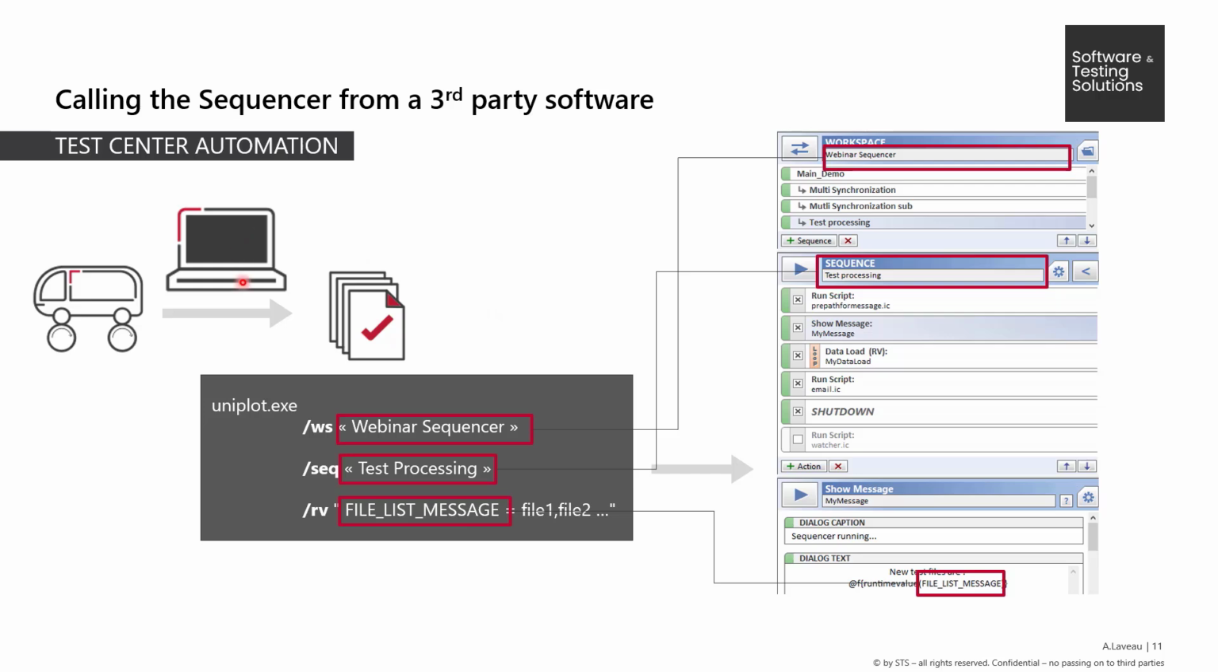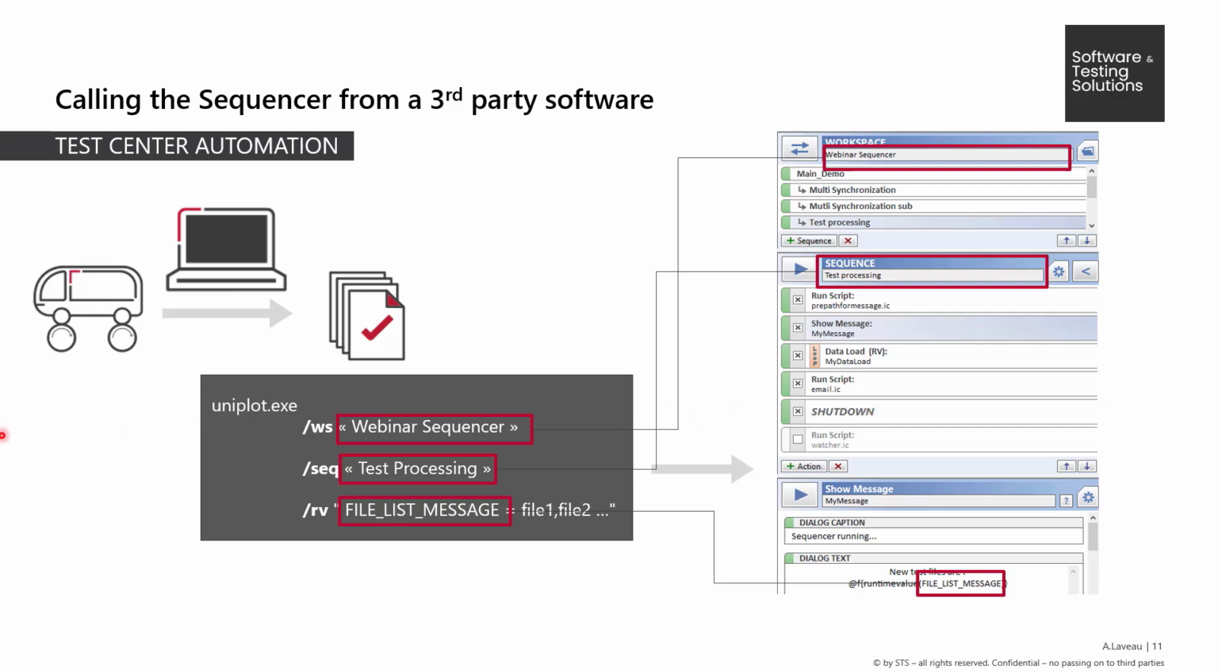Here, the automation system will call uniplot.exe, a workspace, here webinar sequencer, test processing, and pass a parameter, a runtime value, here the list of files that have been generated. In this case, the sequence is the following. We receive the list of files and format it to show it in a message box. The message box is here, and we use a field function to read the message. We can then load it in the data slot using a loop, as we saw earlier, and we can even send an email. And then we shut down UniPlot once it has done the work, for example, report generation.